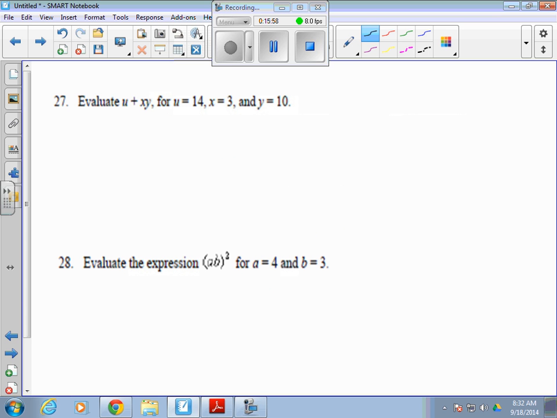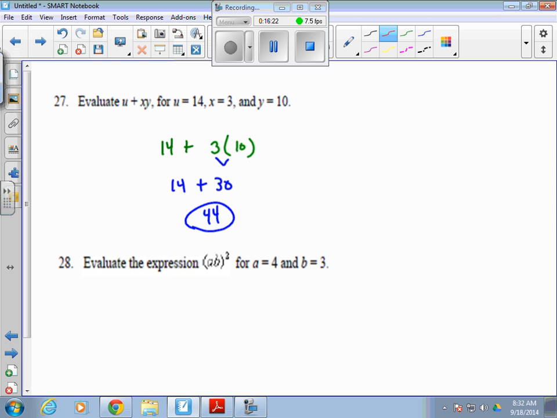27 says to evaluate u plus x times y when u is 14, x is 3, and y is 10. So 14 plus x's value, 3, times y's value, 10. Order of operations says to do the multiplication here first. 3 times 10 is 30. And 30 plus 14, addition is next, is 44.